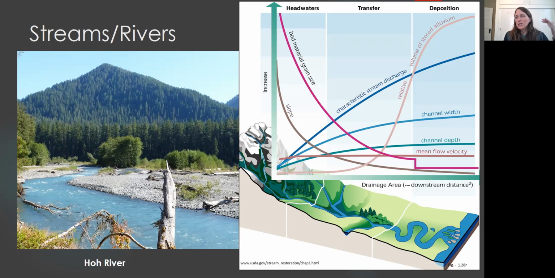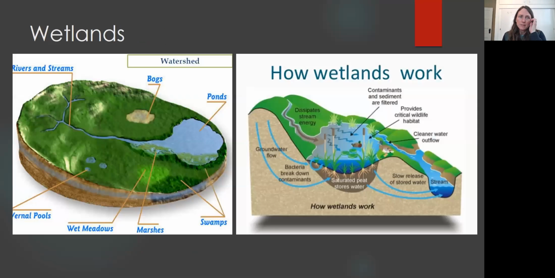So these kind of changes as you move downstream are called the river continuum concept. And because these physical factors are changing, organisms change as you move downstream as well. And so we're not going to talk about the specifics of that.